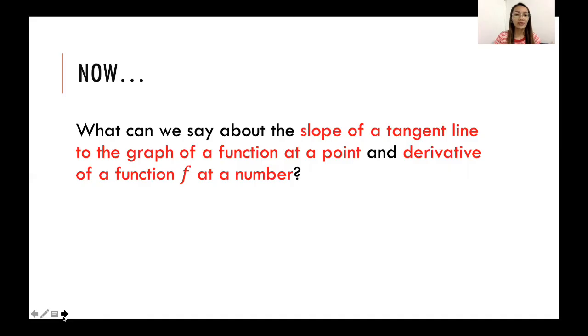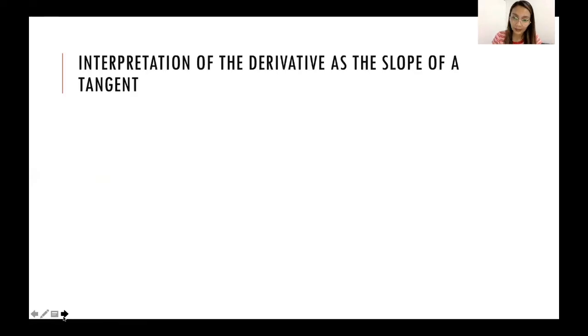Okay, so based on the results, the slope of a tangent line to the curve f of x equals 4 minus x squared at the point 1/2 and 15 over 4 is equal to the derivative of the function at the point 1/2. So this means that, how are you going to interpret? Okay, so interpretation of the derivative as the slope of a tangent.